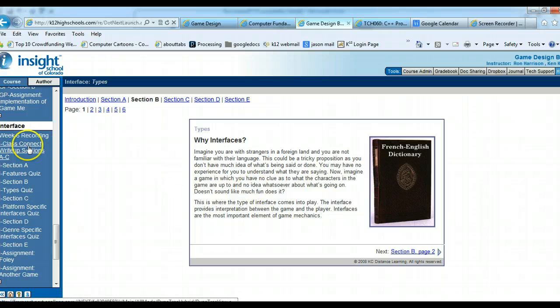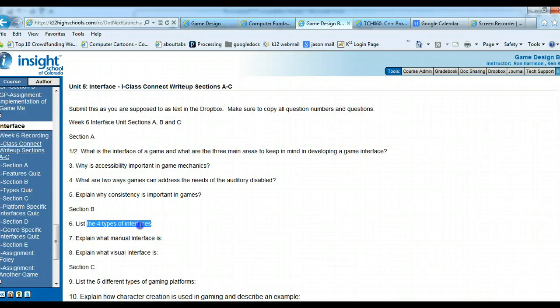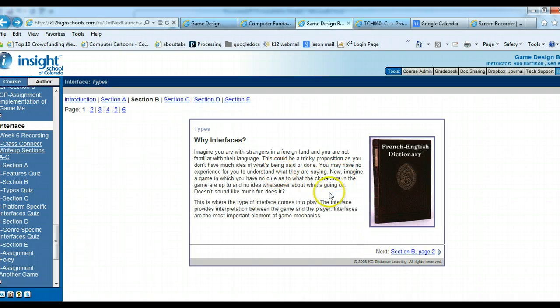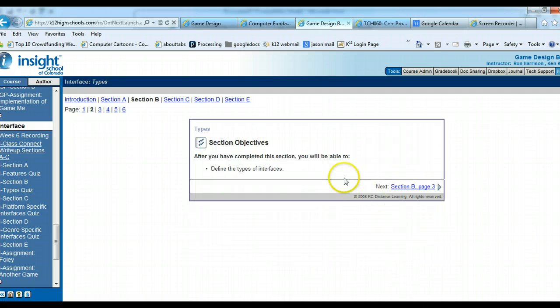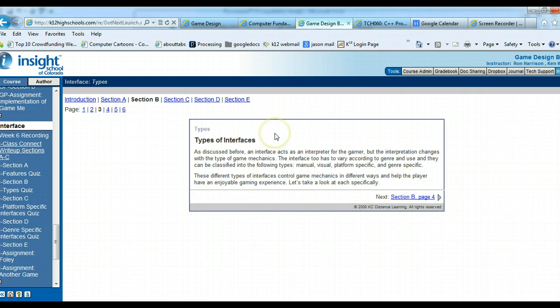Section B, now why do we need to think about interfaces? So let's go back to the Class Connect write-up. There are 4 types of interfaces, explain manual interface and visual. So now we're talking about interfaces. And interfaces, again, is the interpretation between the game and the player, meaning how the player interacts with the game. And we're just going to define the types of interfaces. There's manual, visual, platform specific, and genre specific interfaces. So those are the 4 types of interfaces that we have.